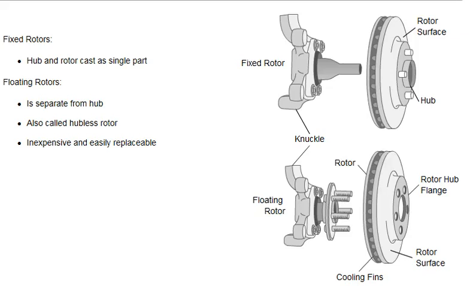Rotors are either fixed or floating. In a fixed rotor, the hub and the rotor are cast as a single part. A floating rotor is separate from the hub and is also known as a hubless rotor. In a floating rotor, the hub is mounted on the wheel bearings or the axle. The wheel studs are mounted on the hub and pass through the center of the rotor. This arrangement is inexpensive and easily replaceable.